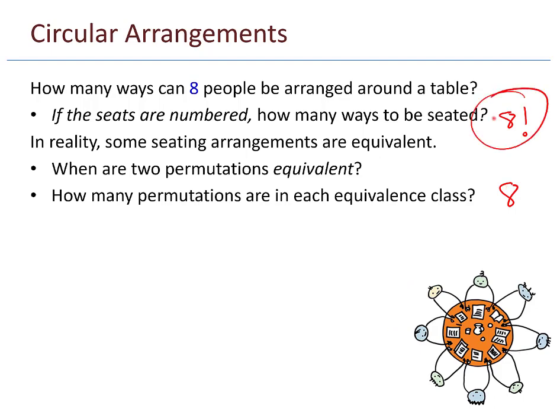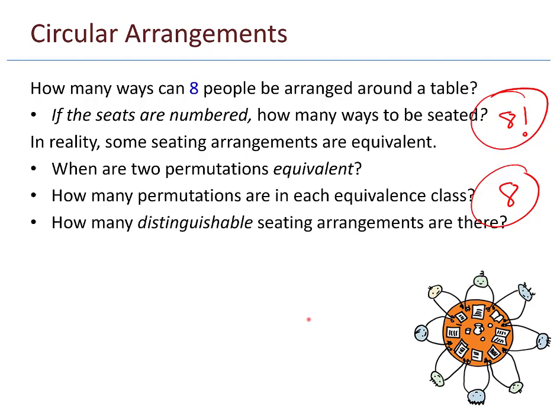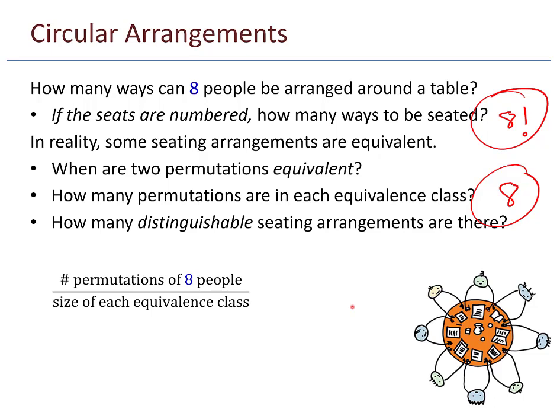So I imagine the 8 factorial permutations that give me all possible seating, but I'm going to put them into groups of 8 that are all equivalent to each other, the 8 cyclic rotations around the table. So finally, I can answer the question, how many distinguishable seating arrangements are there? And that's done with the fraction, kind of like I had calculated earlier in order to figure out subsets. I'll look at the total number of permutations of 8 people, but then divide out by the size of each equivalence class.